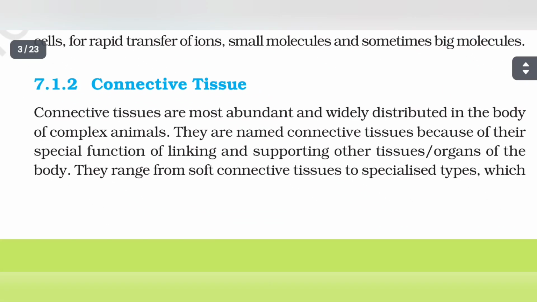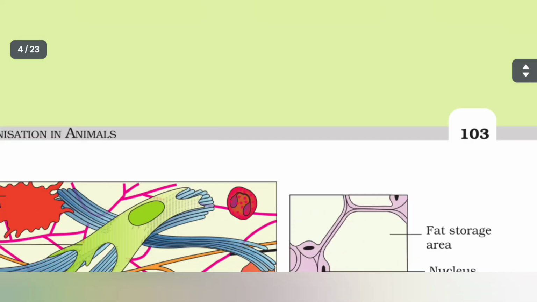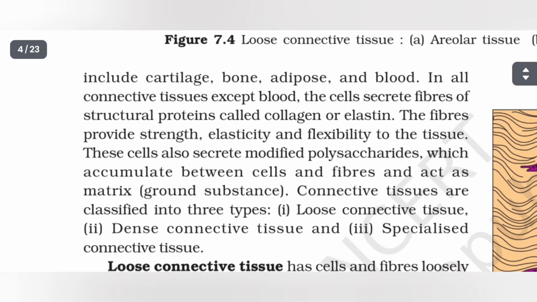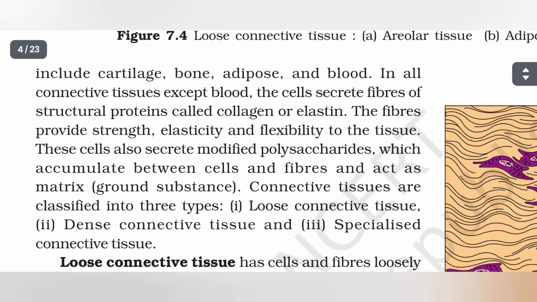Connective tissue. Connective tissues are most abundant and widely distributed in the body of complex animals. They are named connective tissues because of their special function of linking and supporting other tissues or organs of the body. They range from soft connective tissues to specialized types, which include cartilage, bone, adipose, and blood.